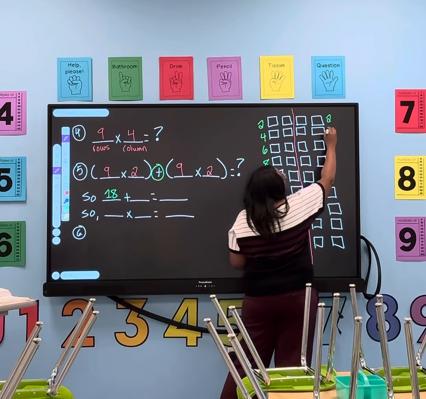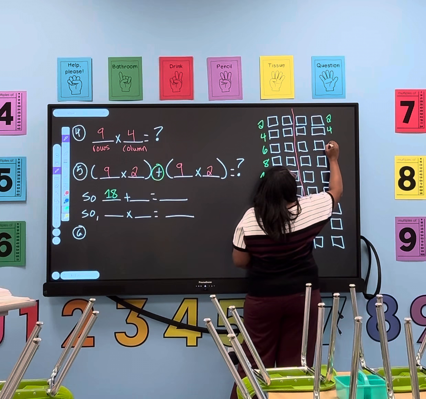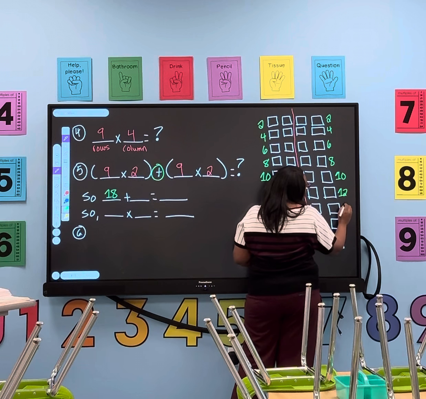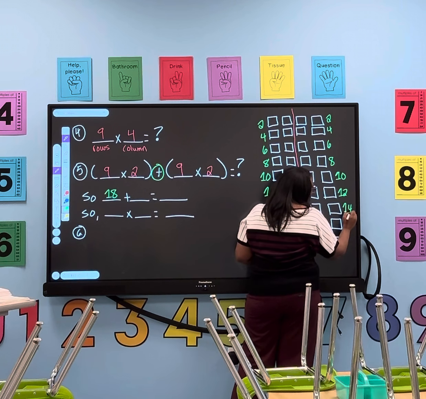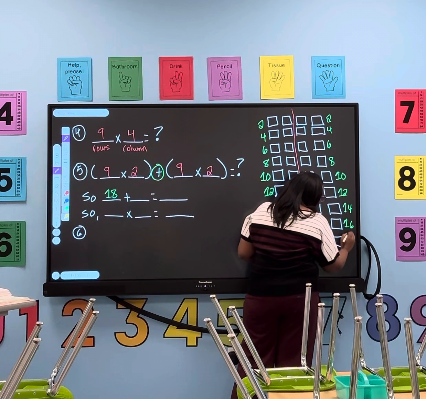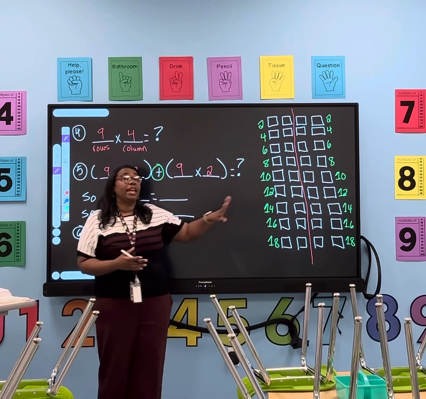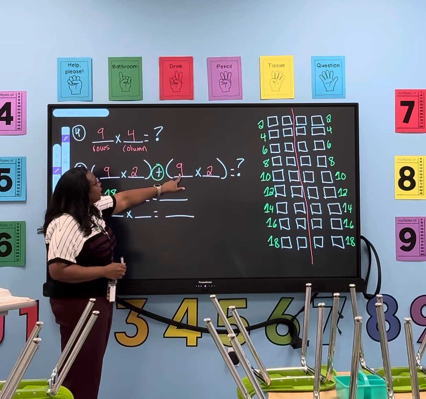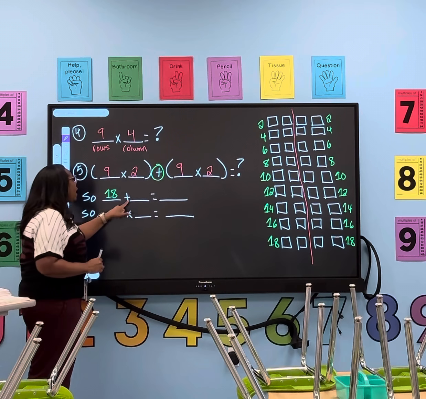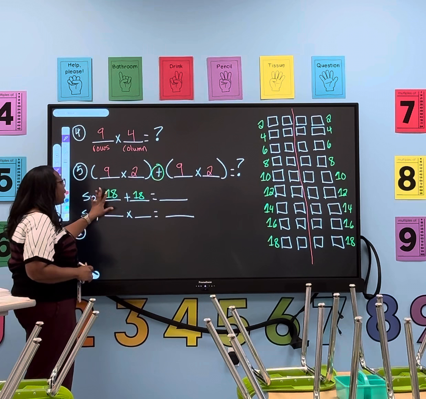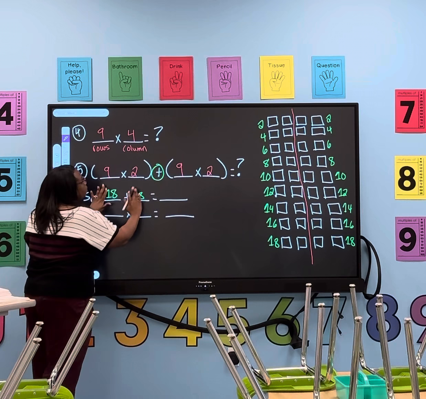So this is 2, then 4, 6, 8, 10, 12, 14, 16, 18. So again, I got 18. So that means for 9 times 2, on this side, it is going to be 18. So now I know I have my answers, my totals for both equations.